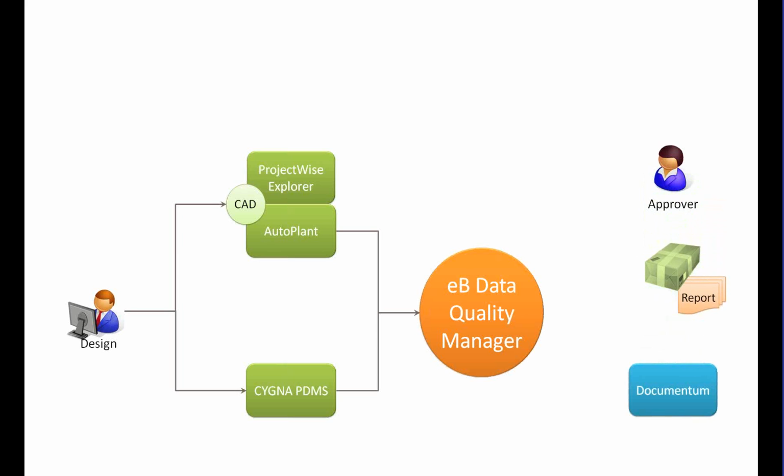The data quality health is ensured in the EB Data Quality Manager, and, of course, the renditions and the drawing revisions are made available for distribution through the document management system. Now, there is some effort required to make all of this happen. We can talk about that also in the question and answer period about what kind of impact this truly has on, say, an engineering environment.